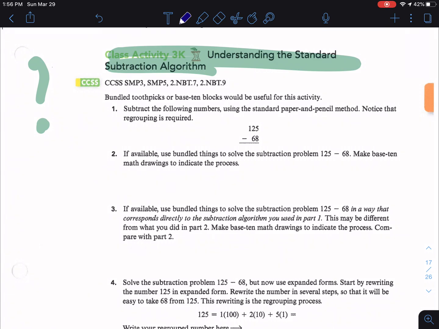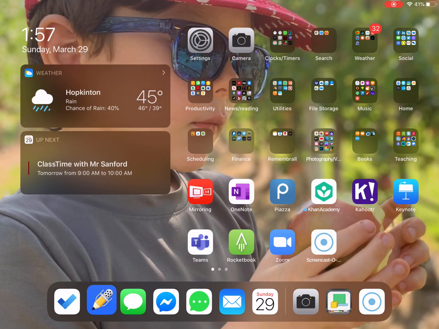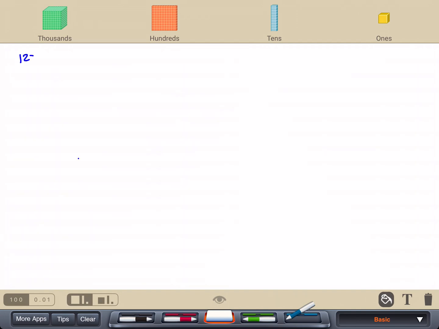All right, now let's take a look at the standard subtraction algorithm. I wonder if, just like with the addition algorithm, the writing is going to be okay and the narrative is going to be the problem. So let's see what we can do. So we need to subtract 68 from 125. So 125 minus 68. And let's see what happens.